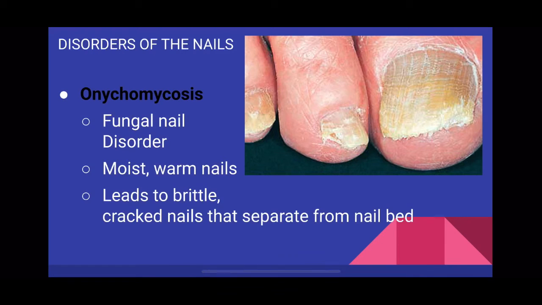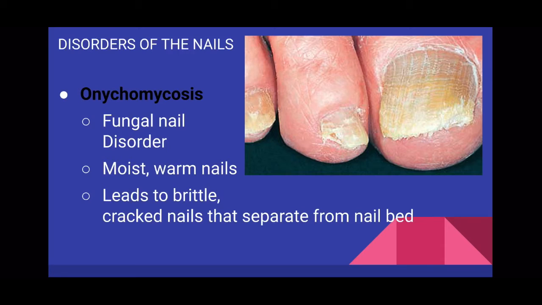We're going to now move on to disorders of the nails. The first one is called onychomycosis. Onychomycosis is a nail disorder that's caused by a fungal infection, so it's a very general term. Actually, about 50% of all nail disorders are classified as onychomycosis.